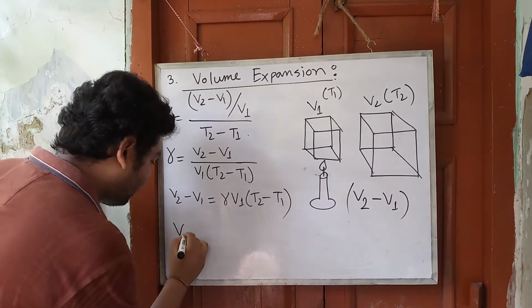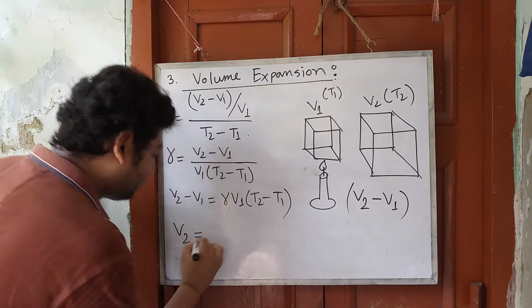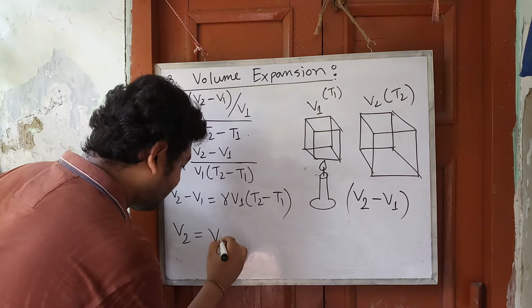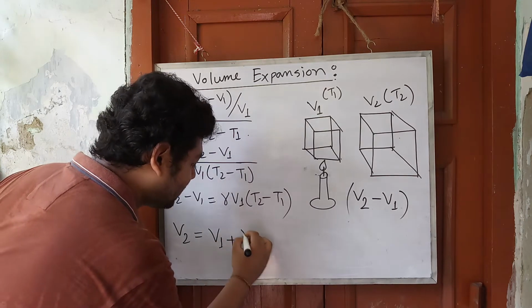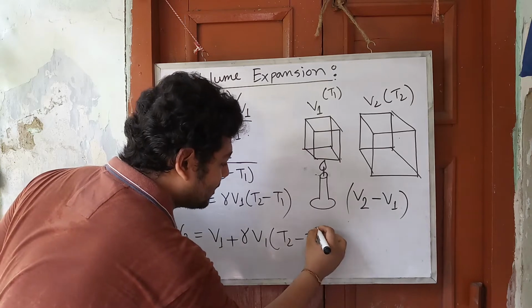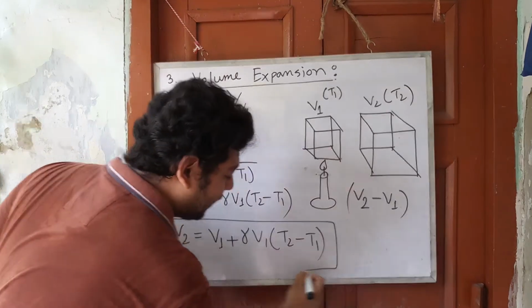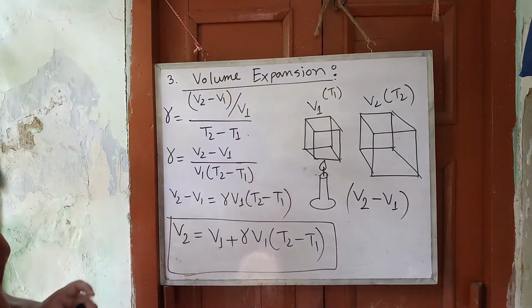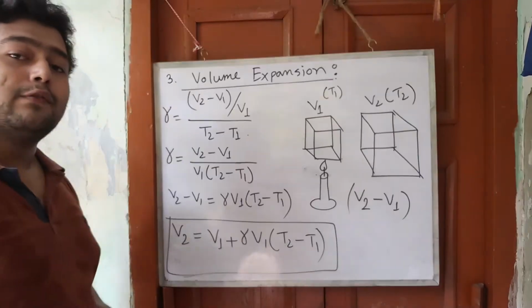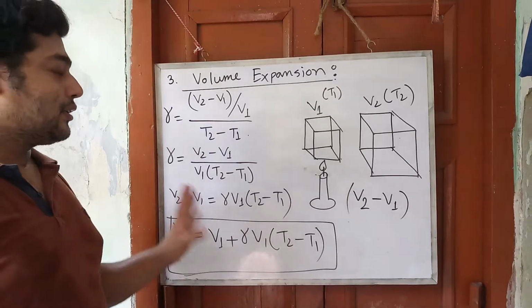So for the volume expansion term, we get V2 equal to V1 plus gamma V1 (T2 minus T1). This is the formula for volume expansion.